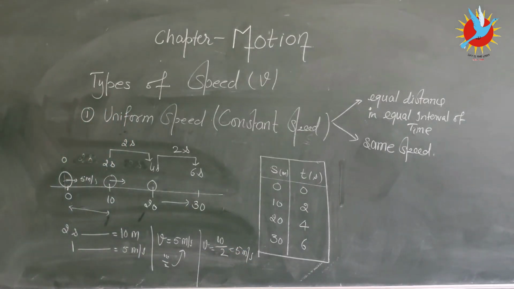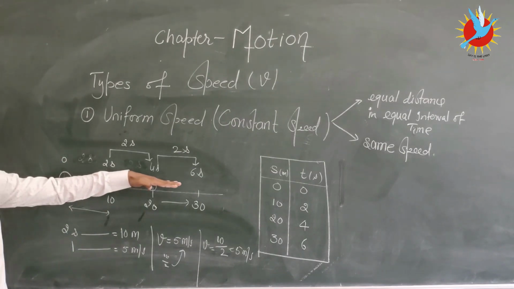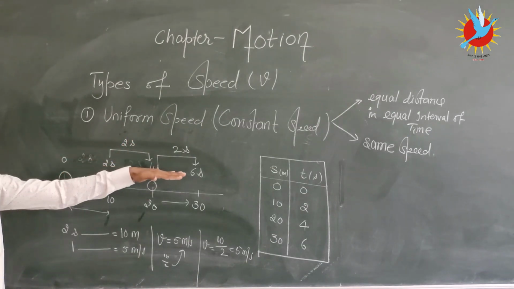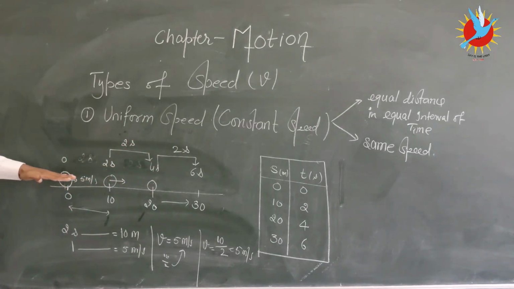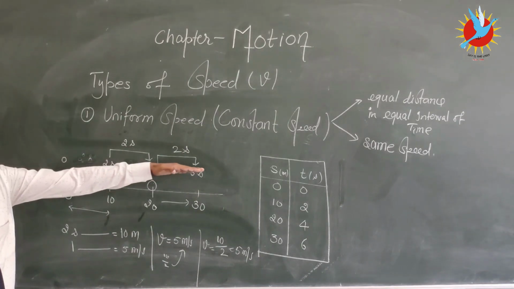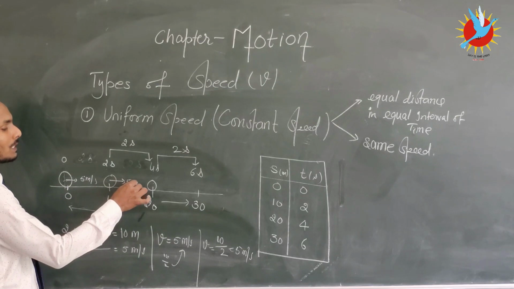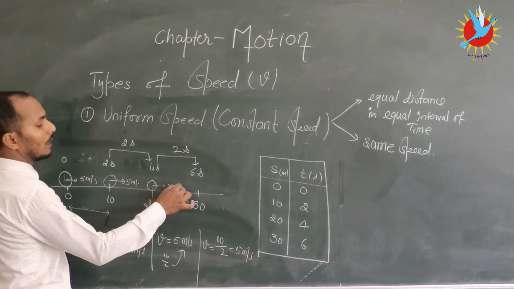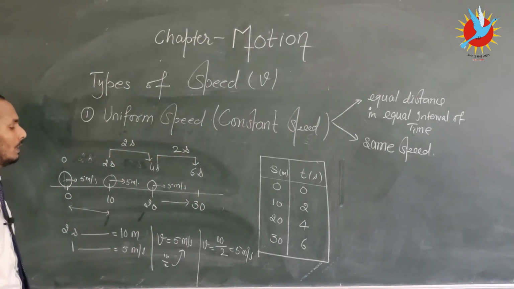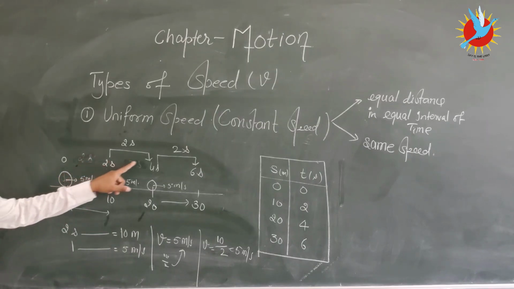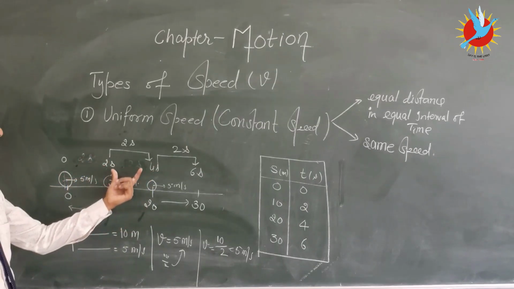So you can say that when it moves with 5 meter per second, 5 meter per second, 5 meter per second, then the body is said to have uniform speed, constant speed, fixed speed, the same speed. If a body is moving with the same speed, here again 5 meter per second, it means uniform speed. And in equal time intervals, the body covers equal distance.